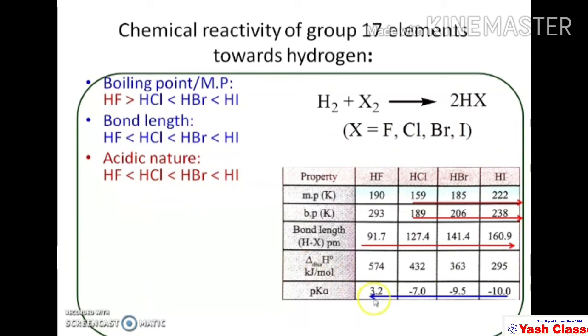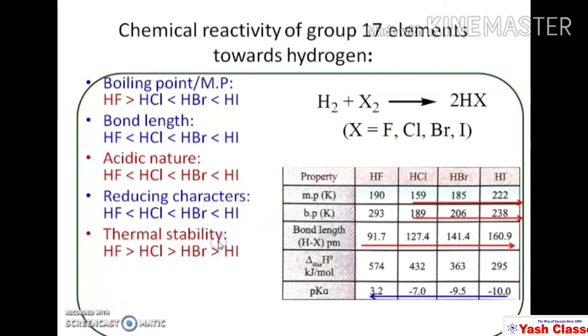It is expressed in terms of pKa. So hydrogen iodide has the least pKa value and therefore it is most acidic as compared to other hydrogen halides. Then reducing character increases from hydrogen fluoride to hydrogen chloride to hydrogen bromide to hydrogen iodide. Hydrogen iodide has the most reducing character, because the bond between hydrogen and iodine is weak, easily broken, and hydrogen is available for reduction reaction. So HI is a good reducing agent.